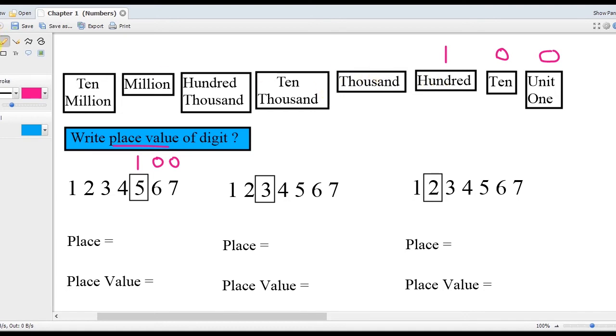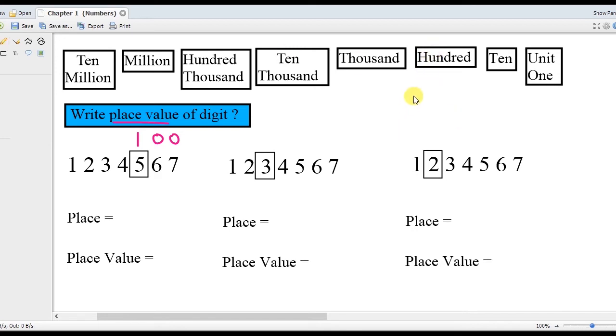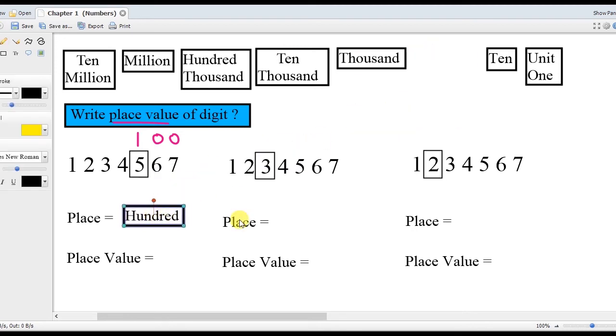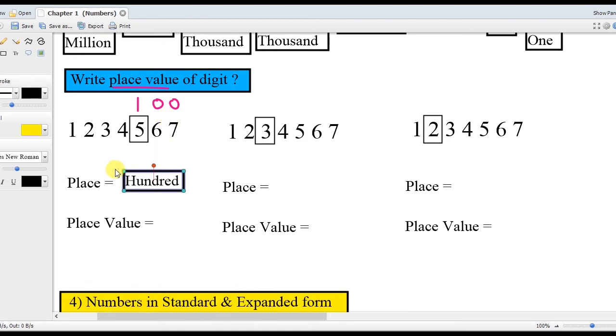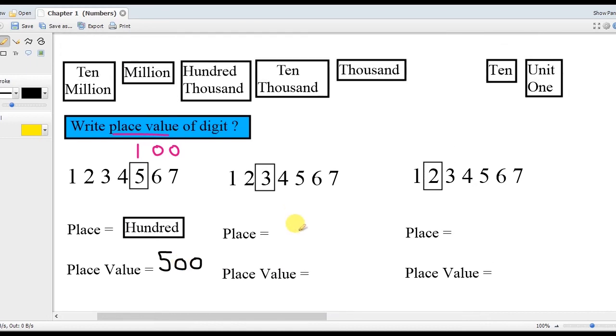Okay, so we shift that. Rather than typing or writing it, I'm directly shifting it down just to save time. So the place is 100 and the value of this number is 500, right? Collectively we name it 500. So the place of this digit, which is 5, is 100 and the place value is 500. Okay, moving on to the next question.